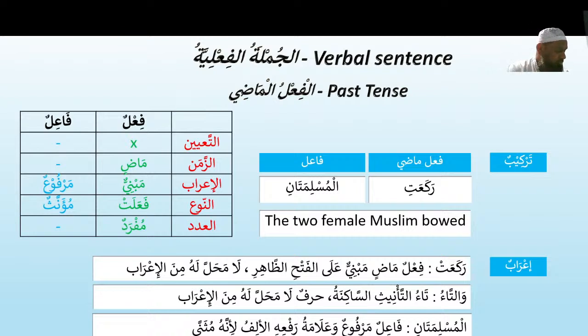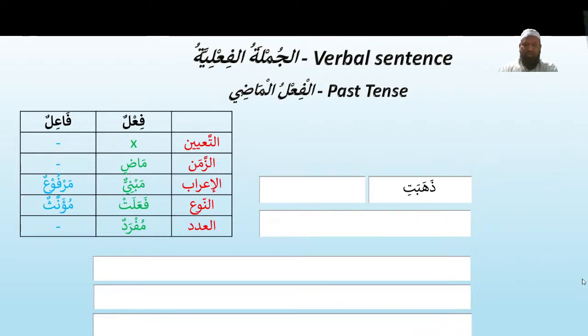Okay, you have answered some of the questions. Now let's move on. One more thing left. Jama Muannas Salim. Again, the fa'il is always mufrad.